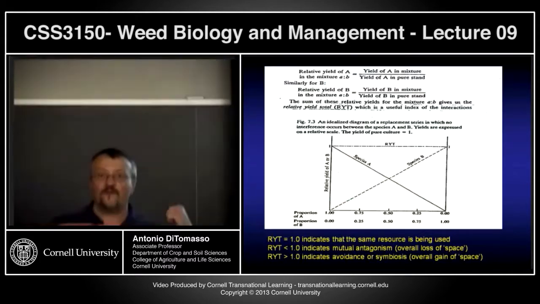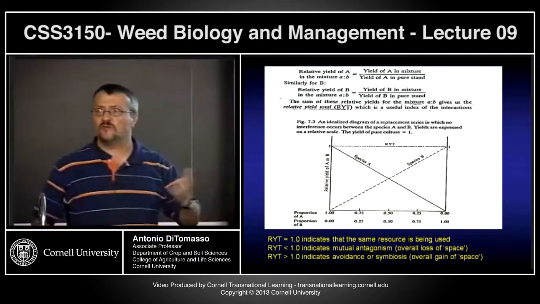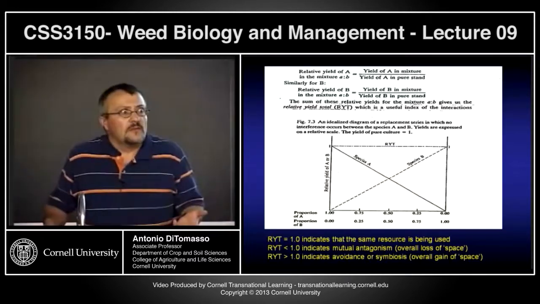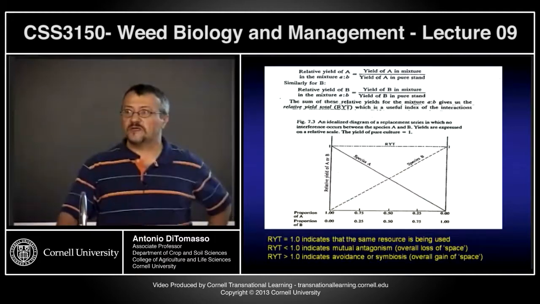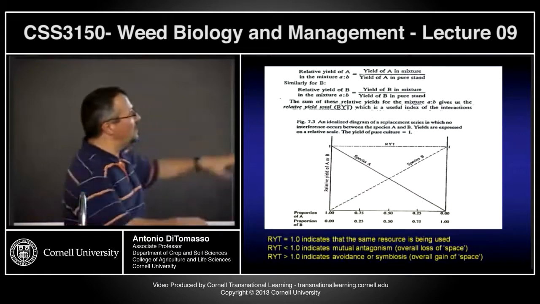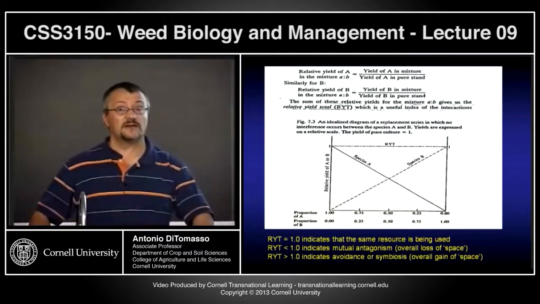The question that I have for you is if they're competing for the same resource, why isn't one species doing better than the other? You would think that somebody would win out. Why is this not happening? What could be some possible reasons? That you get this kind of nice straight line, because I'm telling you, you'll see it sometimes, but it's not going to look like that.